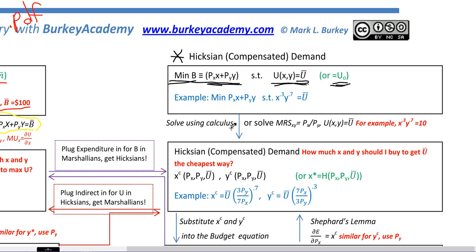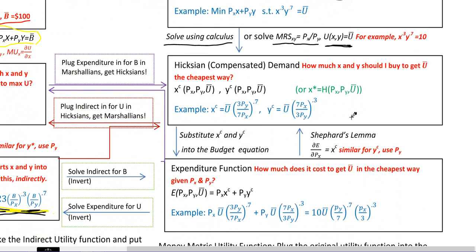Again, you could solve this using calculus, using a Lagrange multiplier method, or you could solve these two equations in two unknowns. Solve the marginal rate of substitution equals the ratio of the prices, and the utility equals some fixed level, u bar or u naught. After you do the calculus and get the solution, you get the compensated demands. Usually people will use a different symbol for the compensated demands. Instead of x star and y star, a lot of times people will say x with a C on it for compensated demand for x, compensated demand for y.